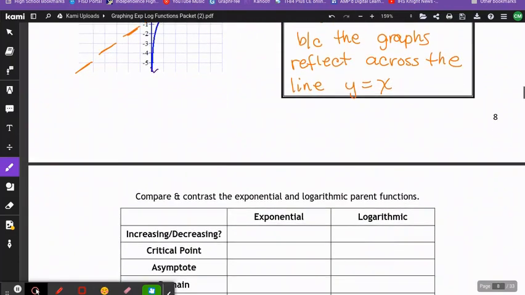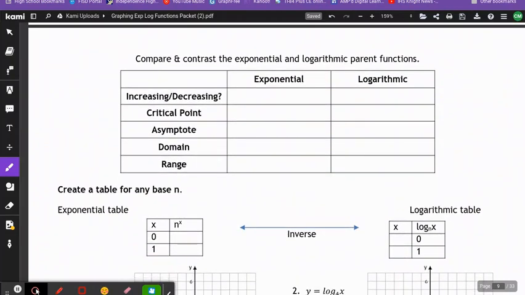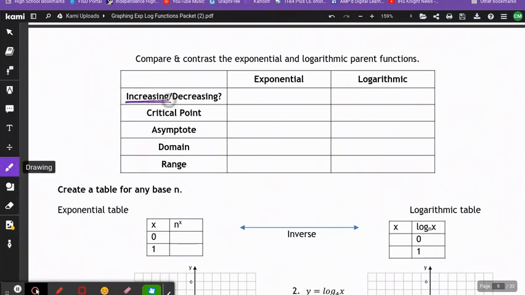Okay. On the next page, we have a little chart here to compare and contrast the exponential and logarithmic graphs. We have said already that the one feature that does not change between exponentials and logarithms is the fact that they are both increasing graphs. They're both increasing parent graphs. A transformation of a reflection across the x-axis will cause it to be a decreasing graph.